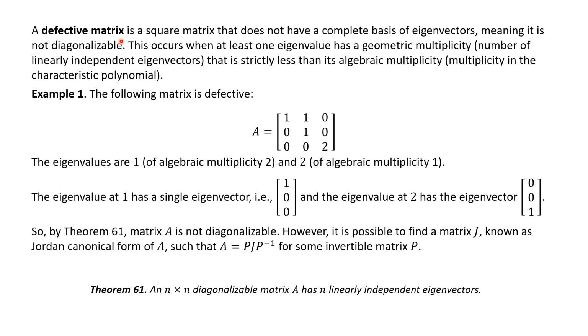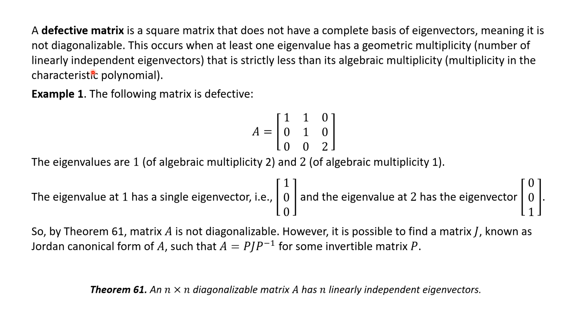A defective matrix is a square matrix that does not have a complete basis of eigenvectors, meaning it's not diagonalizable. That follows from theorem 61 that we had in the previous lesson: an n by n diagonalizable matrix has n linearly independent eigenvectors. So you'll have a defective matrix when at least one eigenvalue has a geometric multiplicity, the number of linearly independent eigenvectors for that eigenvalue, that is strictly less than its algebraic multiplicity, the multiplicity of the eigenvalue in the characteristic polynomial.